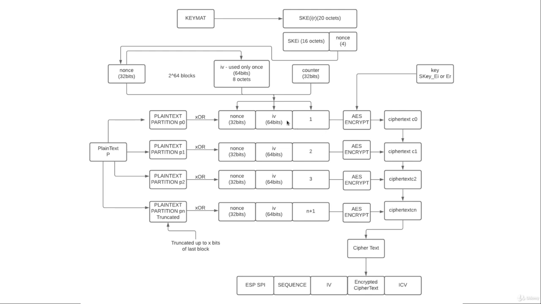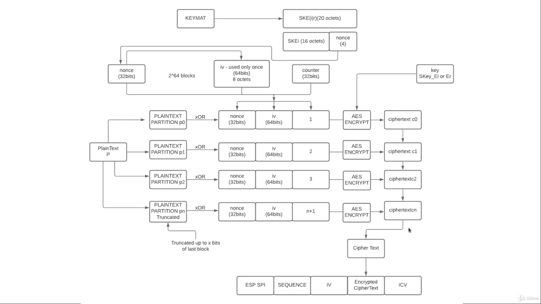So, the plain text is chopped up. Each block is XORed with the counter key. The outcome of this XOR operation is encrypted using AES using the encryption key. The first 16 octets of the key material are now used to AES encrypt the result. You would then have ciphertext blocks C0 through Cn, matching the number of plain text blocks.